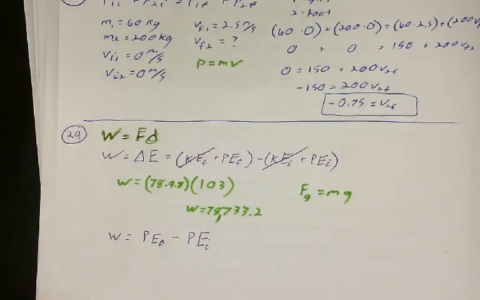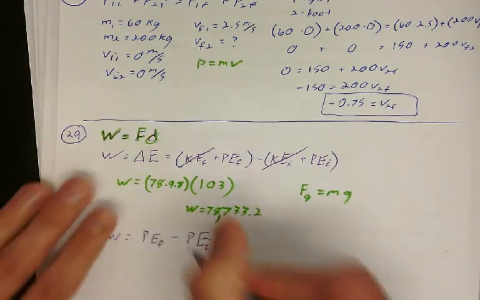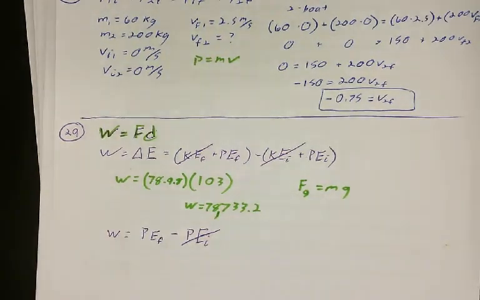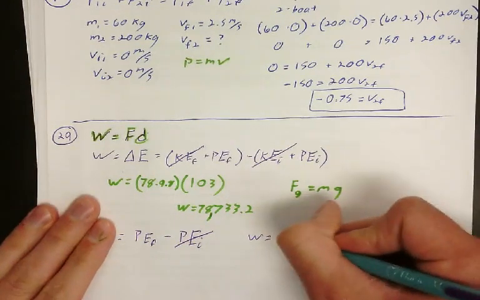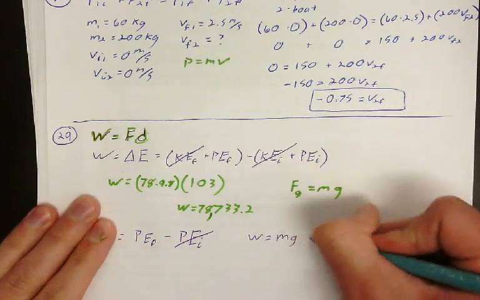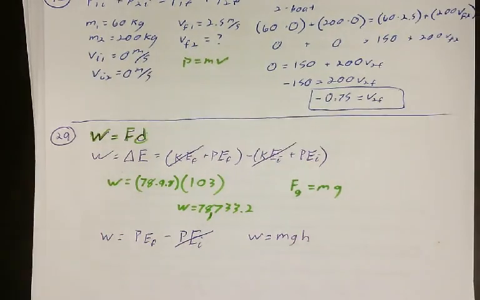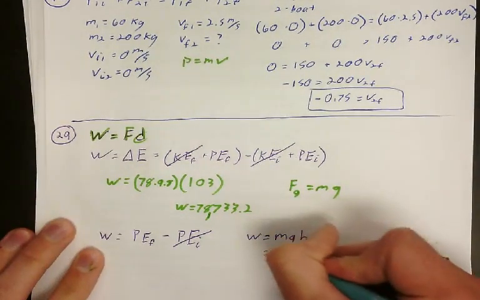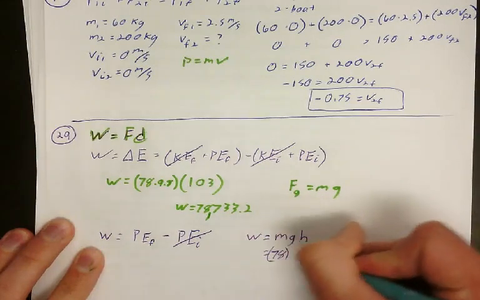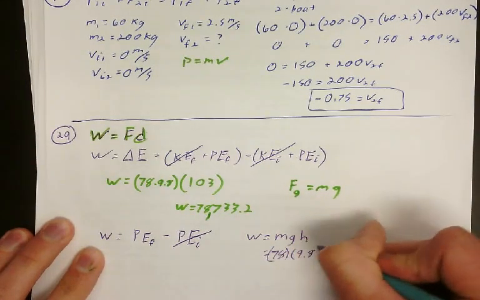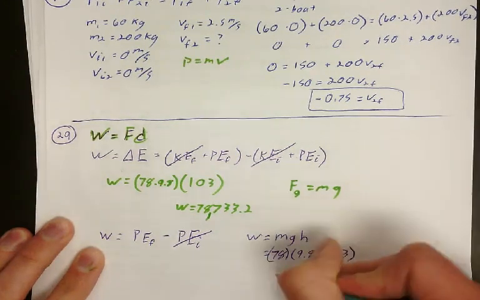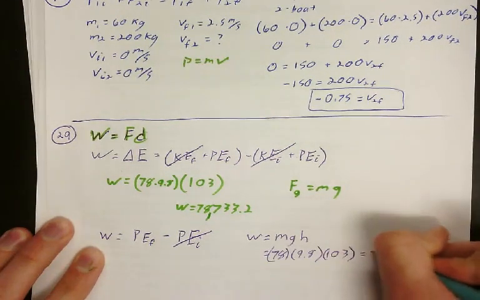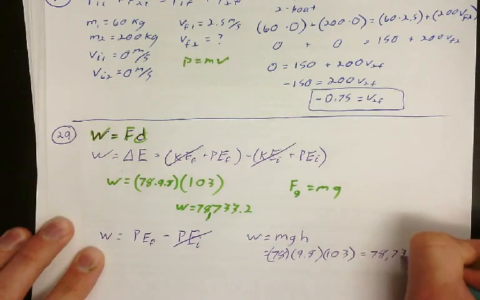Well, where does a skier start? Skier starts on the ground. Well, we've usually been calling the ground zero, so that means you don't have to worry about the potential energy initial either. So all you have to worry about is potential energy final, which is mgh. M is 78, g is 9.8, h is 103. You end up with, shocker, 78,733.2.